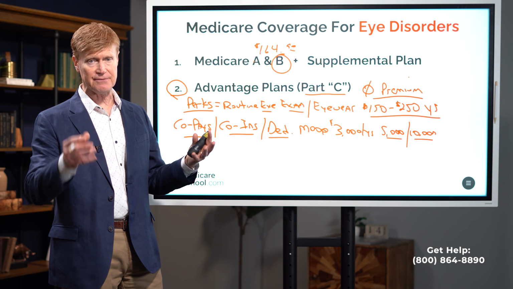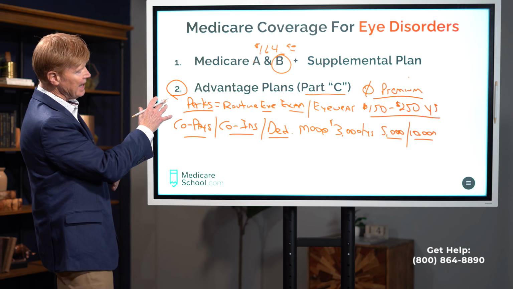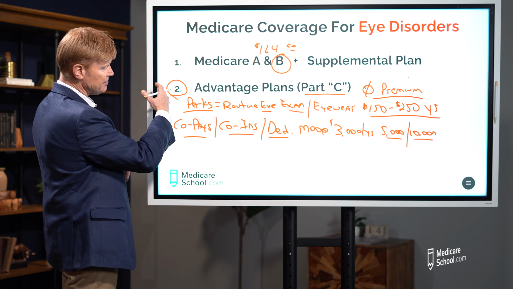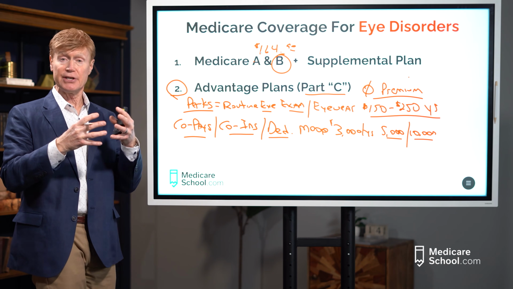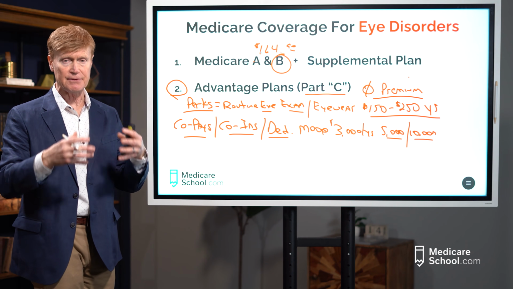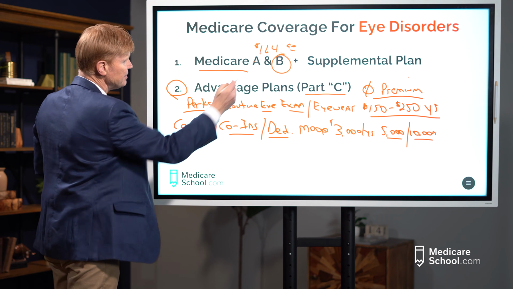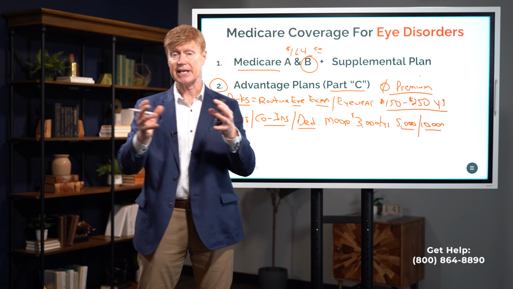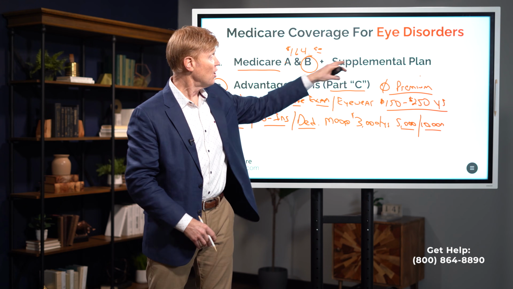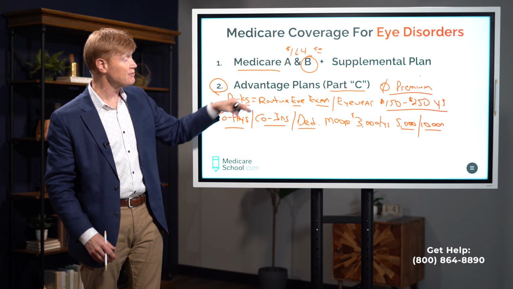So that's going to be treated differently. Another difference would be here: because the Advantage plan has these networks, you will be limited in your providers. Not every doctor, not every surgeon is going to take them. Up here in this system, any doc, any hospital, any surgeon that takes Medicare, you can go anywhere you want to on your supplemental plan. But here you could have some restrictions.